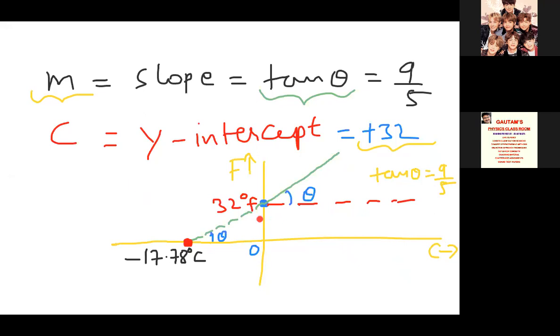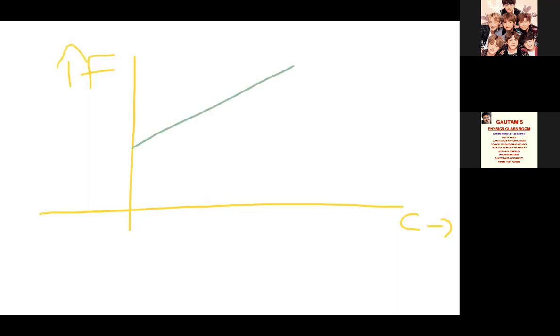And I can do one more thing here, when I am drawing the Fahrenheit and Celsius graph. Fahrenheit I have taken here, centigrade here. So let us observe, I have taken the y-intercept like this, and I told that value is nothing but, what is that value?